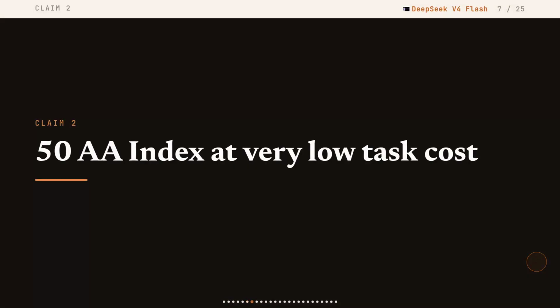Claim 2. DeepSeek V4 Flash scores 50 on the Artificial Analysis Intelligence Index at very low task cost. That number is the whole pitch. If you're running hundreds of tasks a day and the cost per task is genuinely 60% lower than a frontier competitor, that's real money, but a score of 50 only means something if it's measured by an independent source and not pulled from a press release.